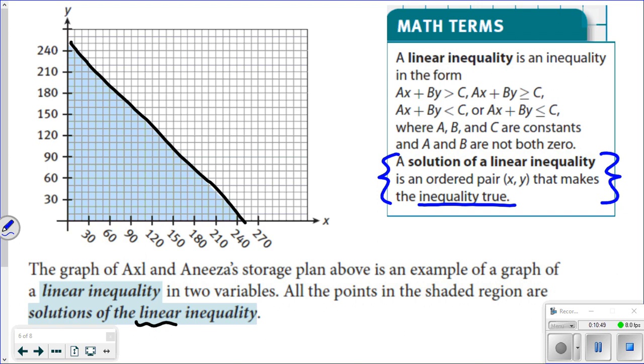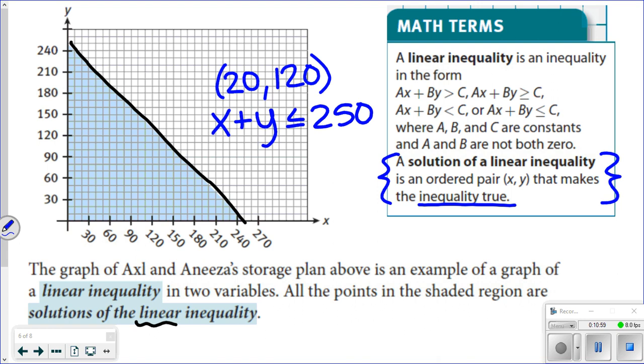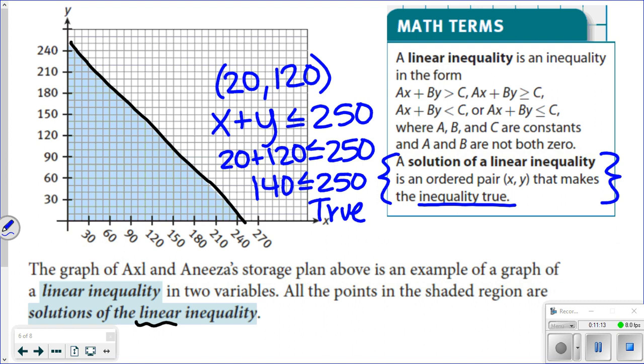So one of the ordered pairs that we had was 20 and 120. When I plug that into my inequality, 20 plus 120 makes this inequality a true statement because 140 is less than or equal to 250. Yes, that's true. So this point was in our shaded area. It worked. Okay, if it's outside our shaded area, when we plug it in, we get a false statement.